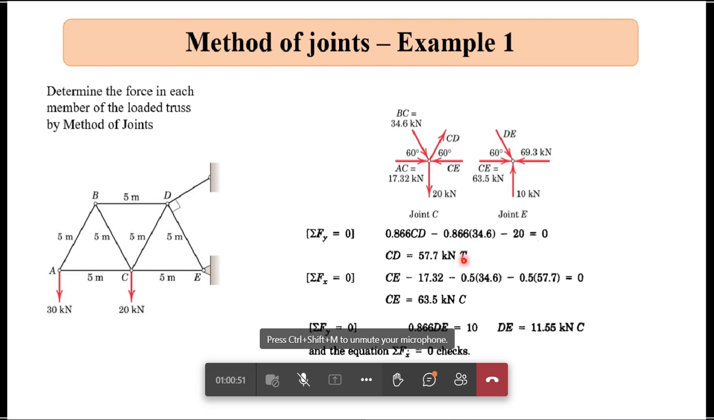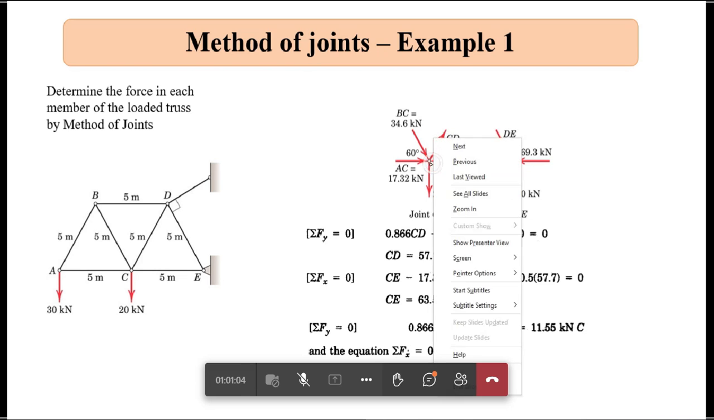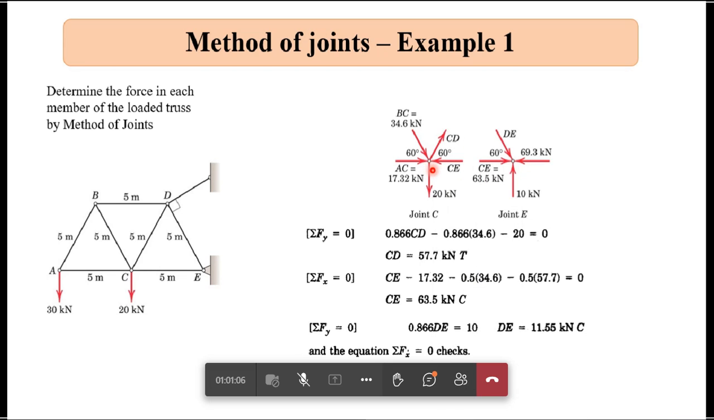It is 57.7 kilonewton in tension. At this joint, see, CD is in tension. The force CE is acting towards the joint. So that is compression. Clear? So for CE, here the C is written as capital C. It denotes compression. You have to mention whether the force is in tension or compression. Is it clear to you?